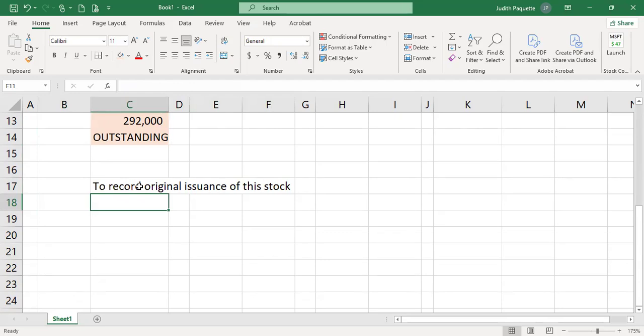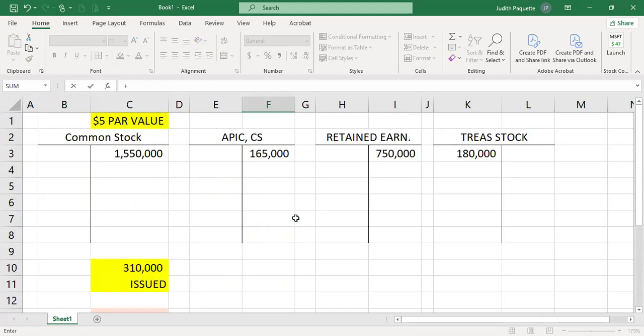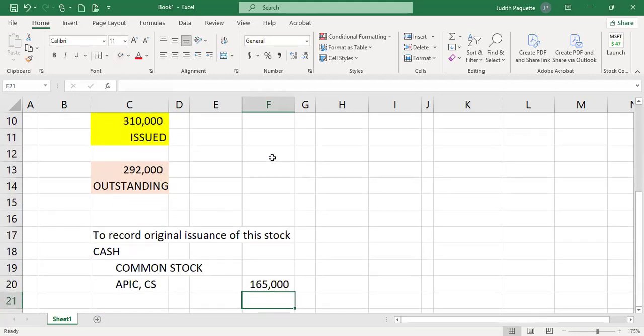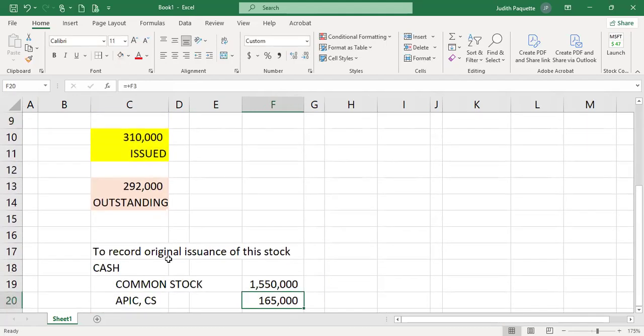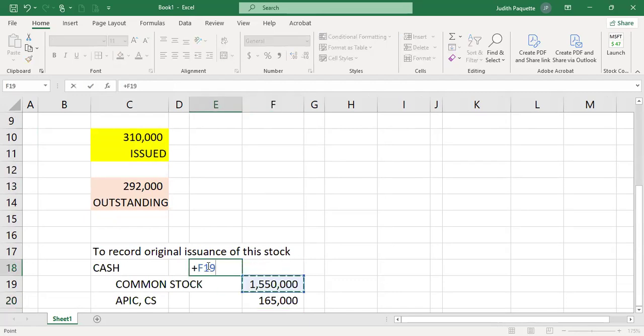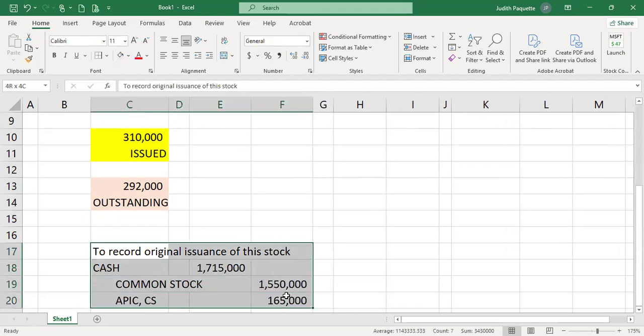Is it cash? So we got cash into the company, and common stock at par value. And then we have to acknowledge additional paid-in capital, common stock. So you want to make sure you do that. We know what went into APIC common stock is 165. We know what went into common stock at par. So the cash we collected was the total. That was the original journal entry when we issued this stock.